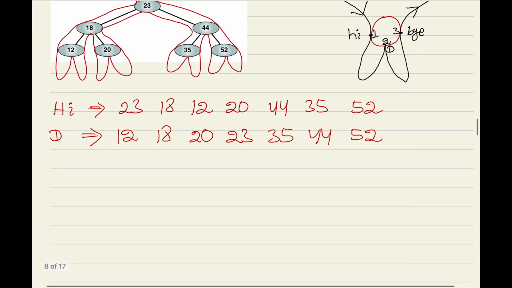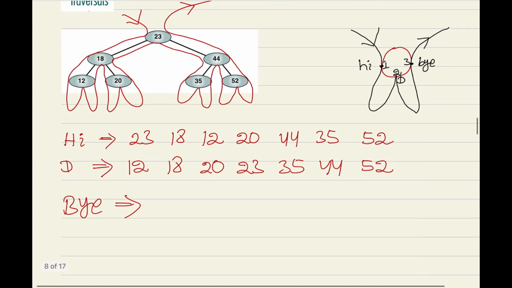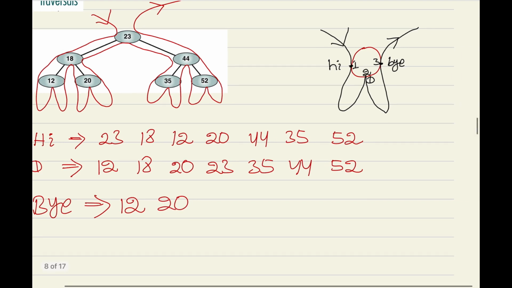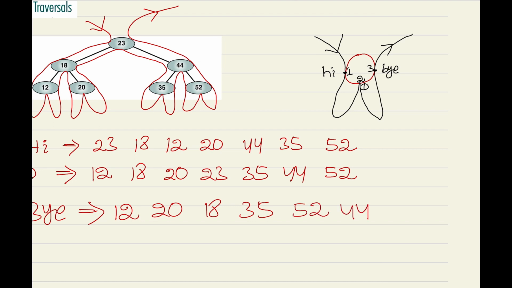So now we are going to find the order in which we are saying bye bye to a node. So first we are saying bye bye to 12, then we are saying bye bye to 20, then 18, then 35, then 52, then 44, then 23.